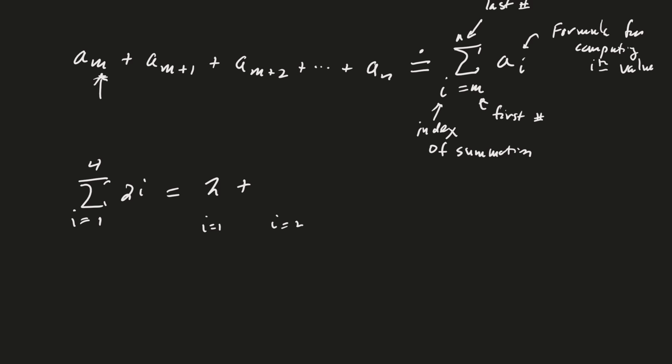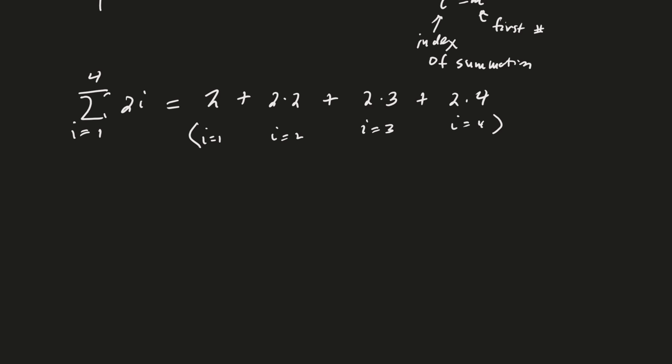And so this is going to be 2 times 2, plus, and then I equals 3. So that would be 2 times 3, plus, and then I equals 4. 2 times 4. Okay, these are just here to clarify what the sum looks like. You wouldn't actually write those down usually. Okay, and so this is the sum that's represented by this notation.